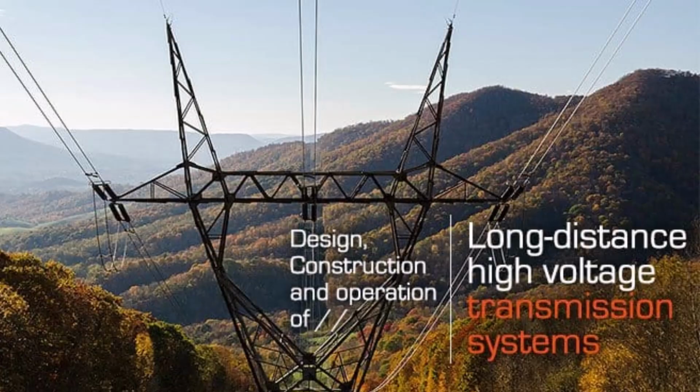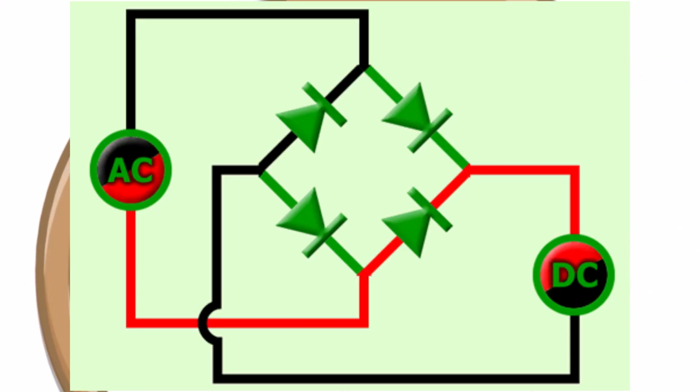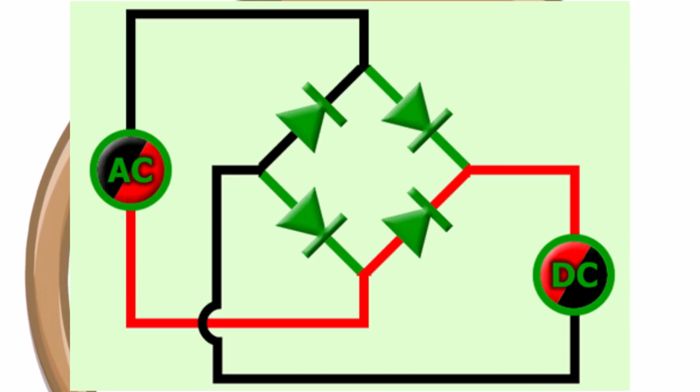This back and forth flow is great for sending electricity over long distances, but most of our favorite gadgets, like our phones, laptops, and video game consoles, can't use it directly. They need a different kind of power, one that flows in a single, steady direction. That's where the hero of our story comes in. This steady, one-way power is called direct current, or DC.